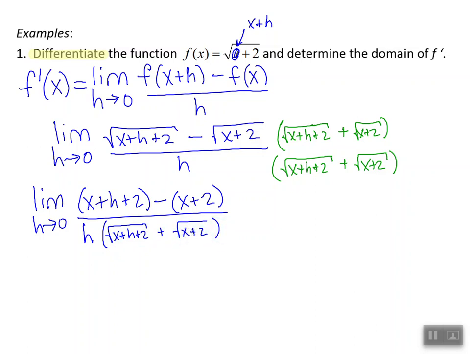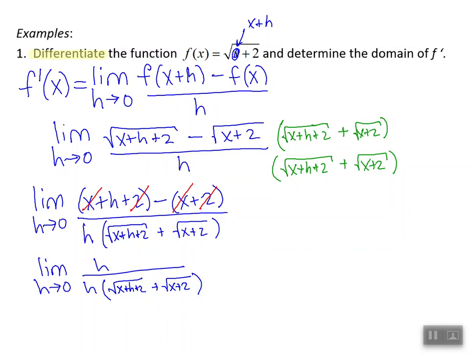And let's see what this does for us. We've got x minus x, 2 minus 2, and I'm left with just the h in the numerator. Let's follow through with that. Limit h goes to 0, h divided by h times the quantity x plus h plus 2 plus square root x plus 2. And notice h divided by h leaves 1. And now I should be able to use my direct substitution again.